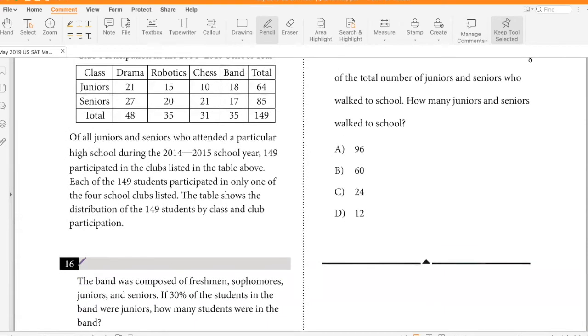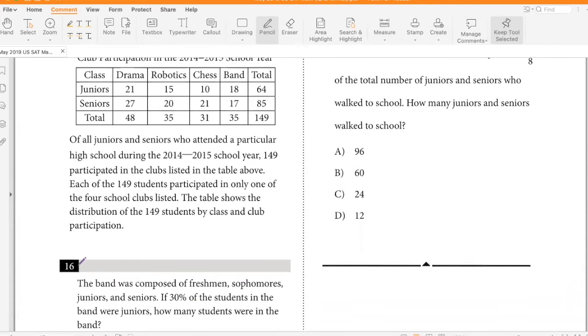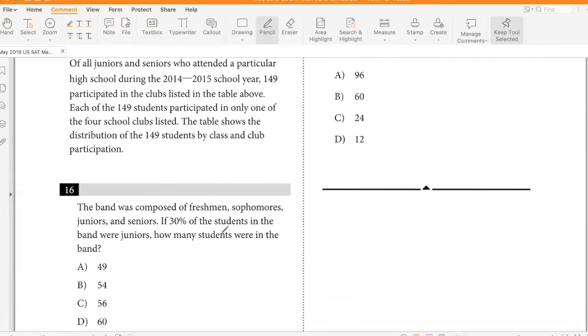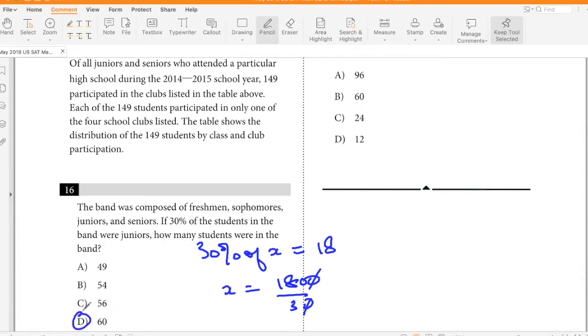So 30% of the students in the band were juniors. Okay. So the number of students in the band was 18 juniors. So 30% of X is 18, where X is the number of students. So X will be 1800 by 30. So that's 60. So there were 60 students in the band.